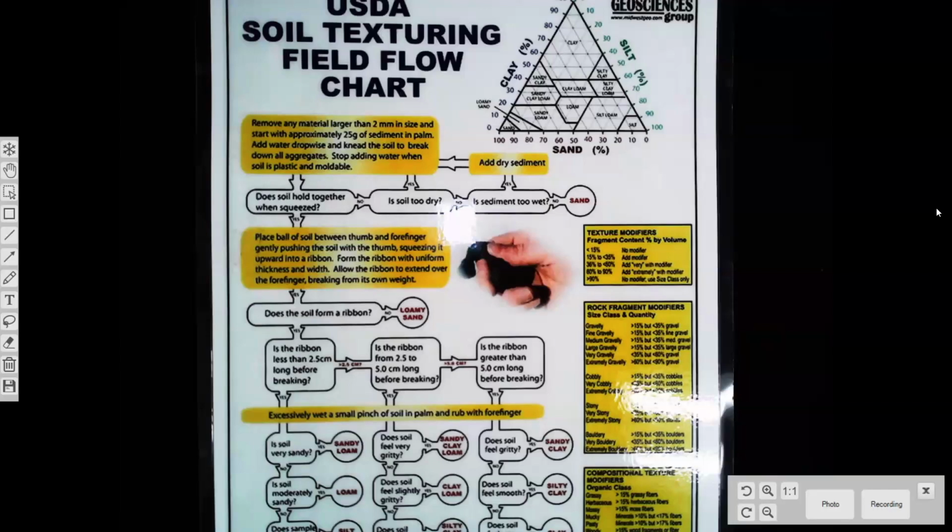People that haven't used them before can get hung up too much on exactness. 2.5 centimeters, by the way, is an inch. So is it less than 1 inch? Is it 1 to 2? Is it greater than two? And how long is it? Again, it depends on how well you work the sample, and how big of a sample you have.